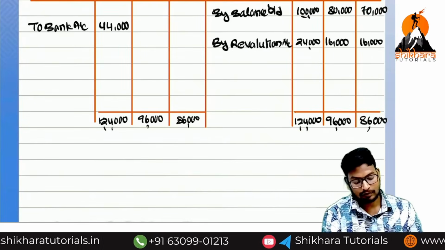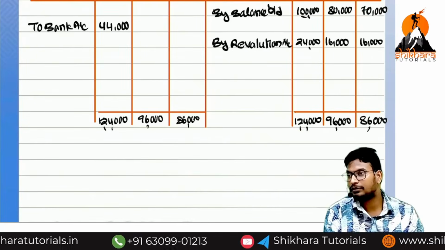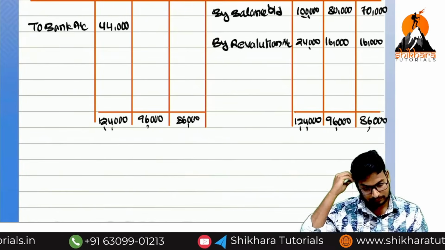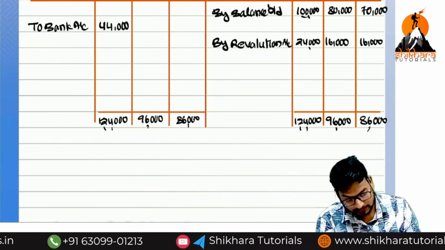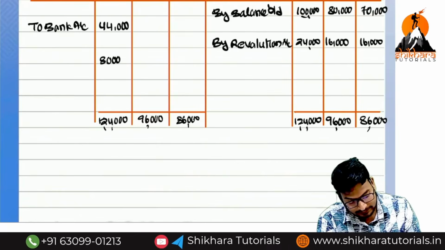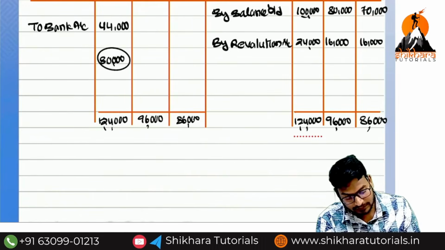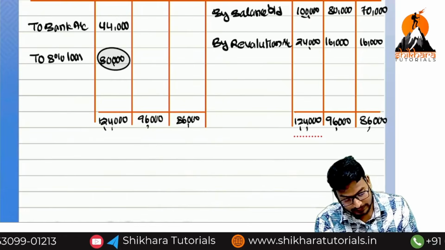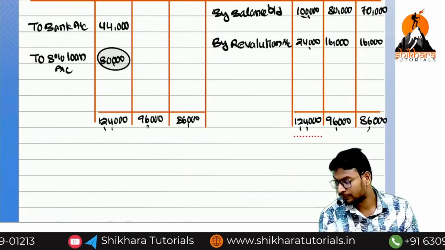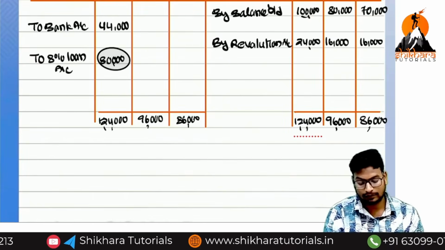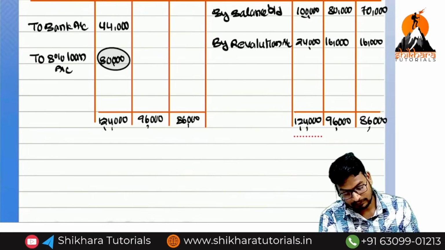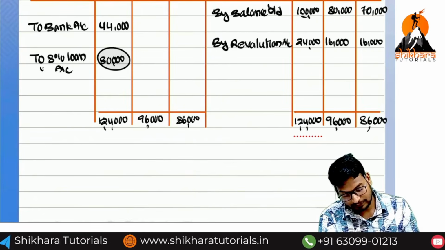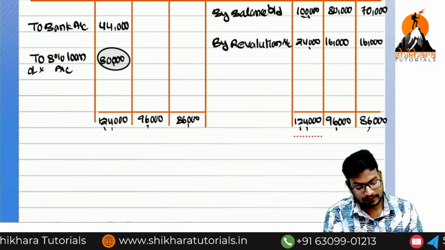So out of 1,24,000, how much amount have we repaid? 44,000. What is the balance amount? 80,000. So that 80,000 we need to show as a loan account. How much loan account, Amma? To 8% loan account. Whose loan, Amma? X's loan. To 8% X loan account, or to 8% loan of X. So what are the balancing figures?